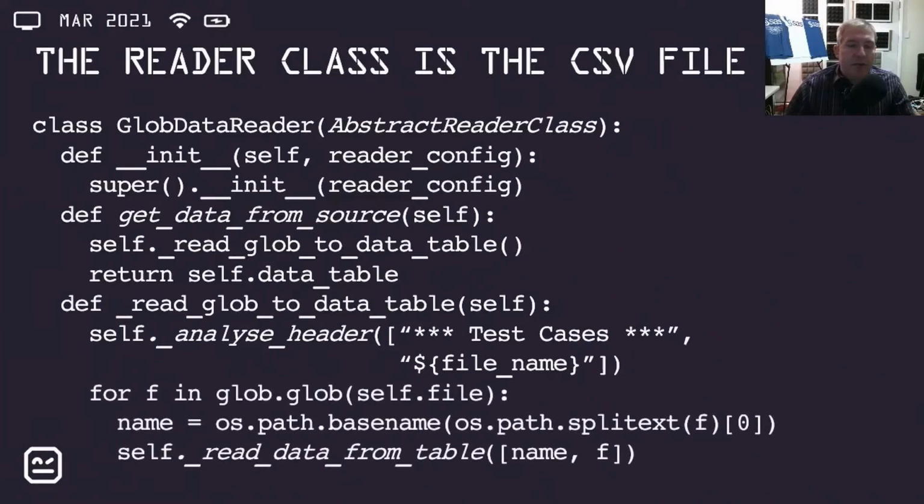And then we use our glob pattern to loop through, pick the name of the test to be just the part of the path without all the directories and without the .json at the end. And that's the name of our test. And then we call another already existing helper method, read data from table, to inject a row into our virtual CSV. And that's it. That's the talk.